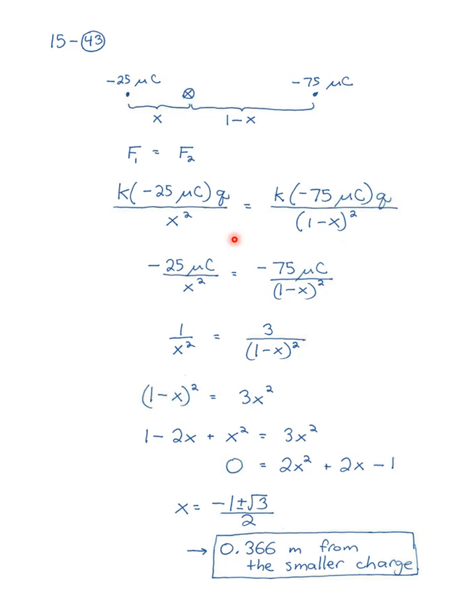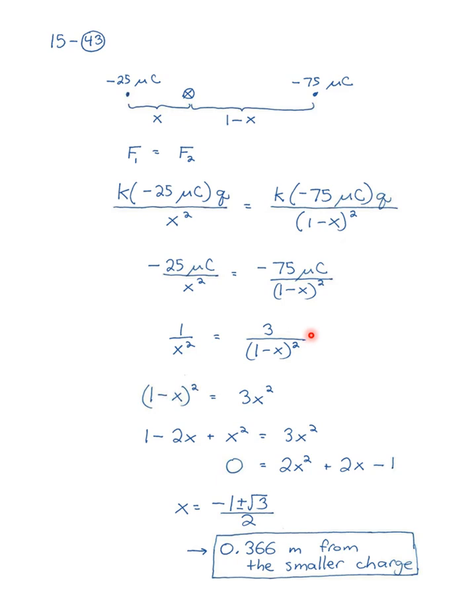And then we're left, and the K divides out also. Now we're left with negative 25 microcoulombs over x squared equals negative 75 microcoulombs over 1 minus x squared. And we can then divide out from each side of the equation 25 microcoulombs. When we divide the left-hand side by negative 25 microcoulombs, it just leaves a 1 in the numerator. And when we do it to the right side, it just leaves a 3 in the numerator.